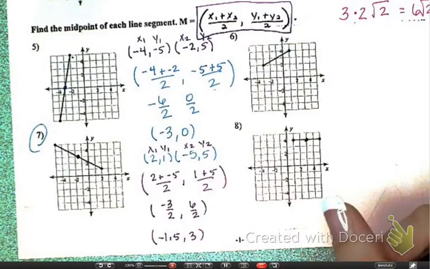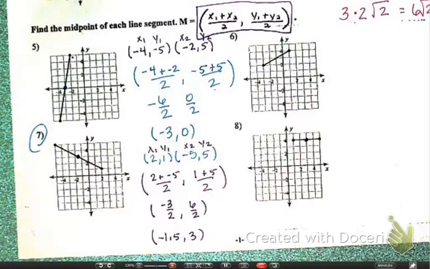Questions on that? Okay, before we move on to the back, I need you to go back to your important formulas page.